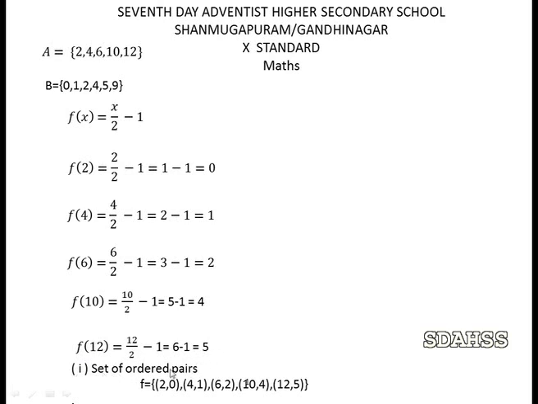Set of ordered pairs. Now write all the elements in the form of ordered pairs. f is equal to the set {(2, 0), (4, 1), (6, 2), (10, 4), (12, 5)}.